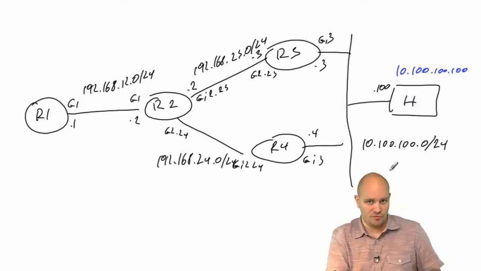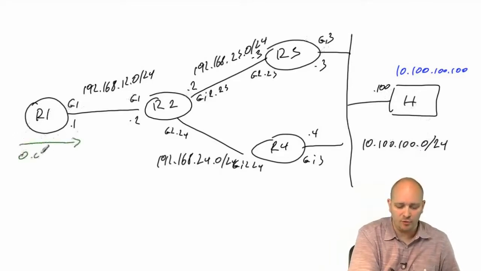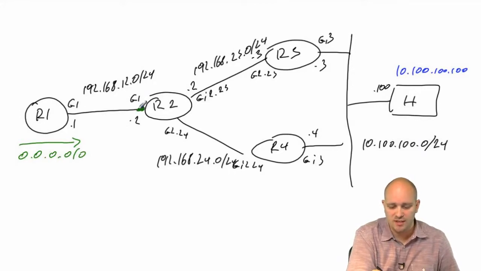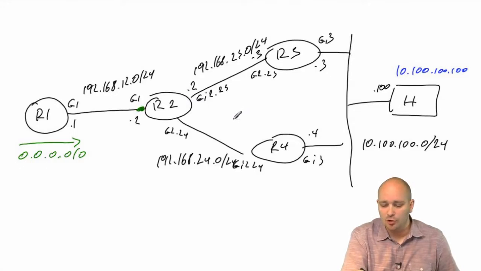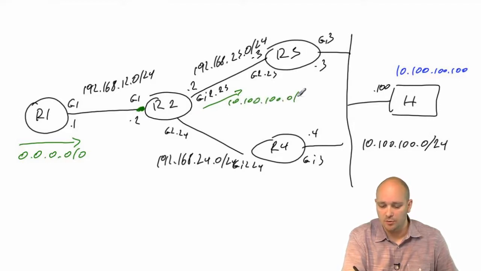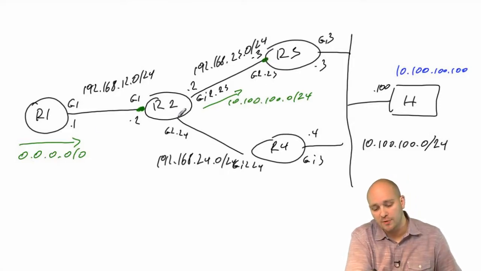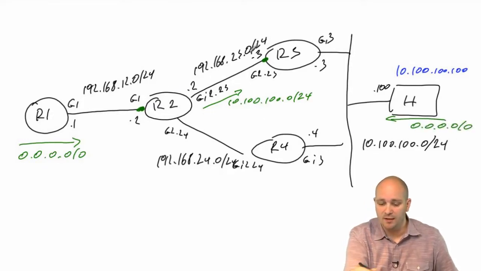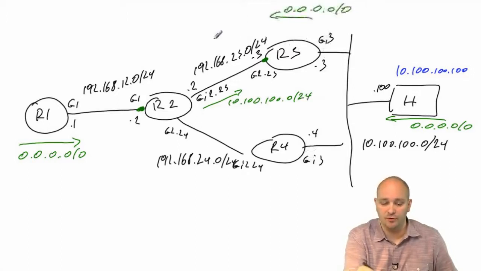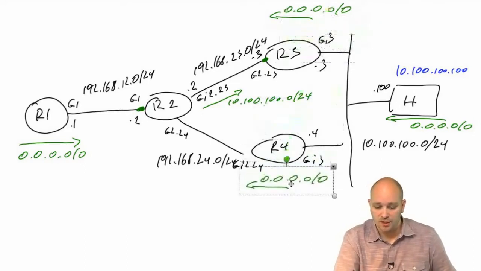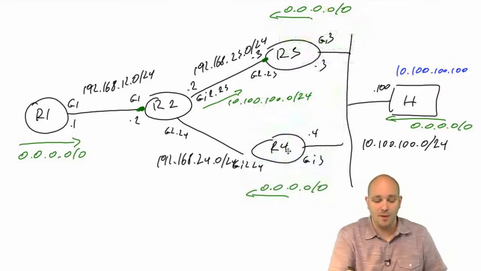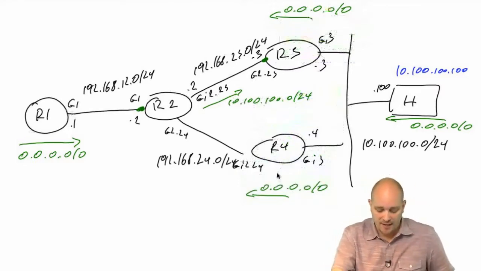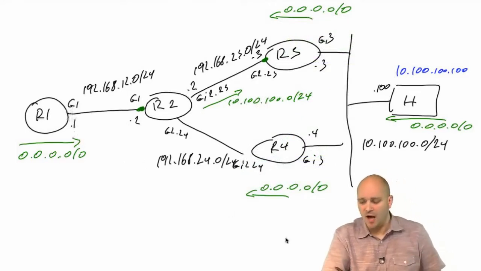Now I also need some sort of routing information. On R1, I will have the default route because I really want to send all the traffic towards this IP address here. On R2, I'm going to have the route for 10.100.100.0/24 pointing to this interface. So I'm not going to be sending this traffic down R4. And on the host, I'm going to have the default route back towards both R3 and R4, and on R3 and on R4, I'm going to have the default route back towards R2. So the reason I'm having the default routes back is because I want to be able to ping R1's interface.